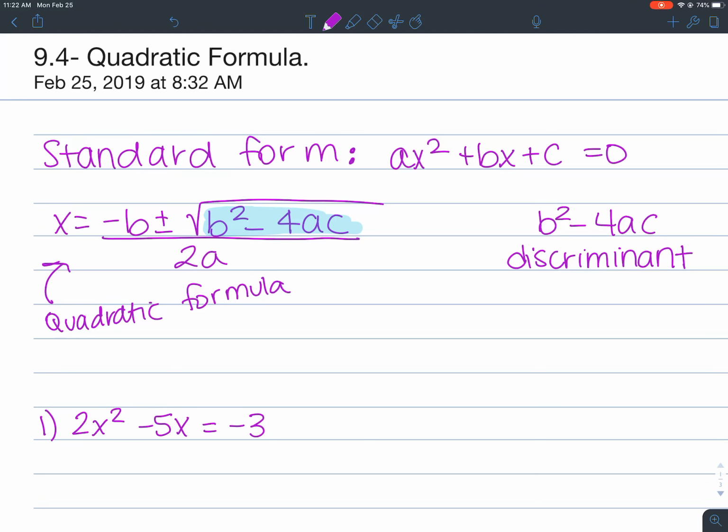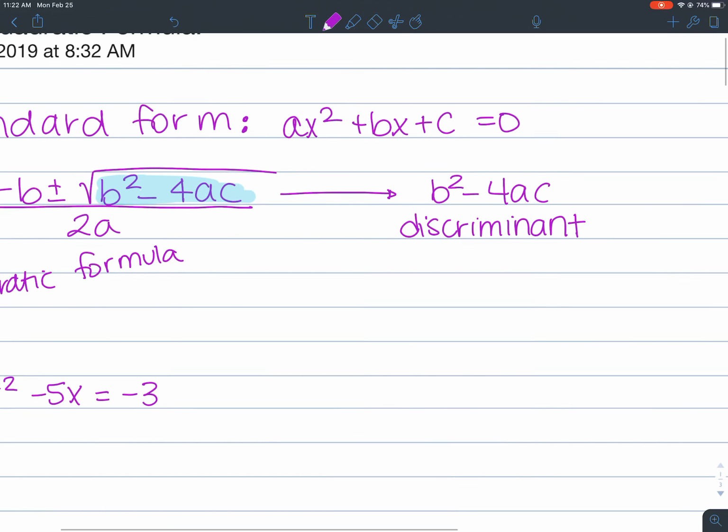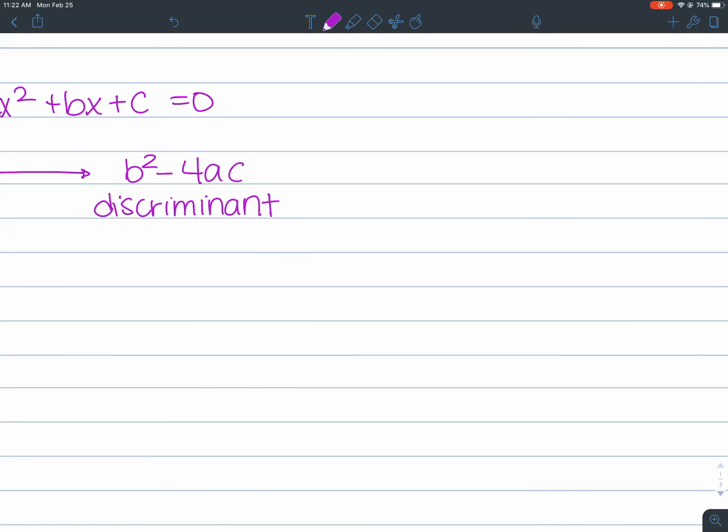And then I highlighted the part on the inside because this is called the discriminant. Okay, these letters B, A, and C all come from our standard form. So our discriminant is helpful because it tells us, just like when we were square rooting positive numbers, negative numbers, or zero, how many solutions there are.